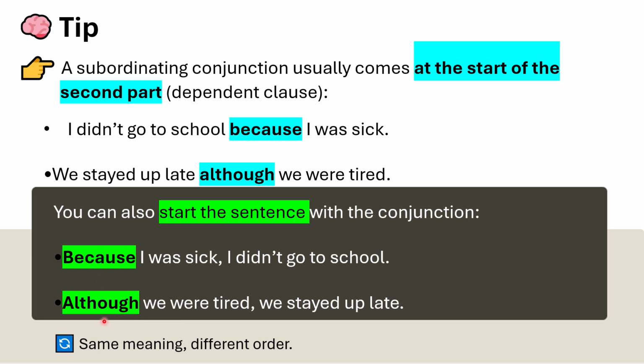Next one, although we were tired, we stayed up late. So this is another way we can use it. So remember, it has the same meaning, but different order. Here it has come in the second part of the sentence. Here it has come in the beginning of this sentence. But the meaning remains the same and unchanged. Let's move on to the next part.